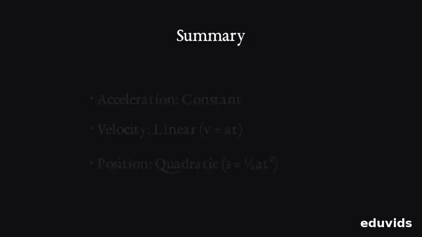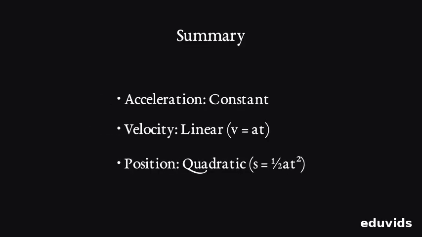For constant acceleration, position grows quadratically with time while velocity grows linearly. These two linked graphs give a complete picture of motion. The parabola tells where, the line tells how fast.